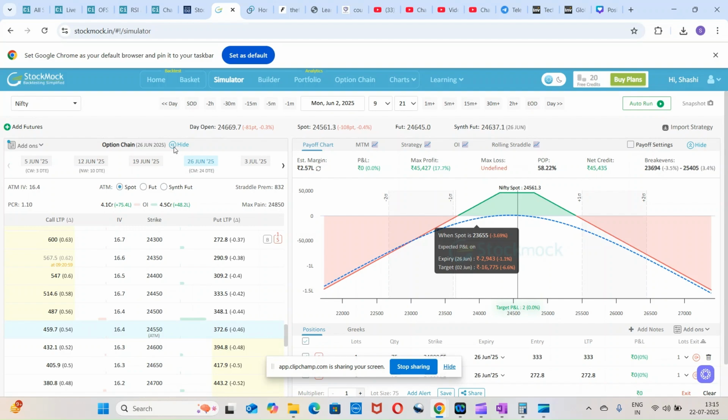Okay, yes, yeah. Let's see, it's taking some time to load.